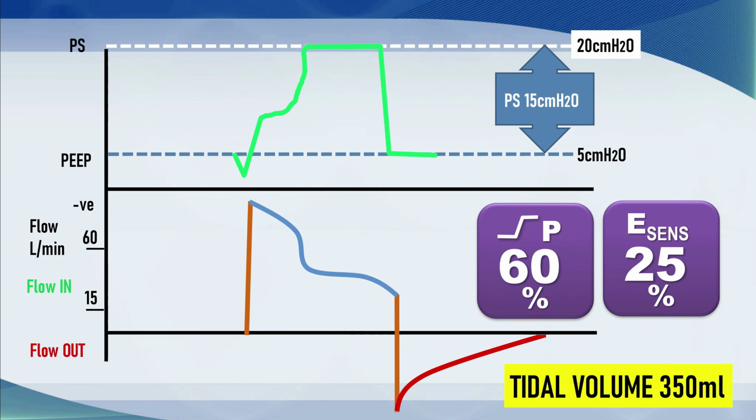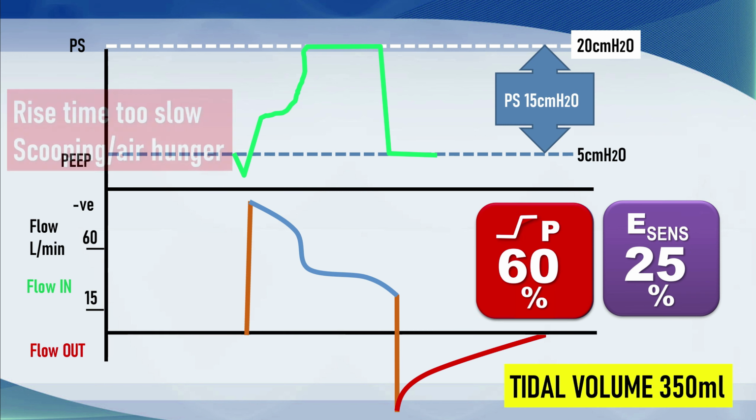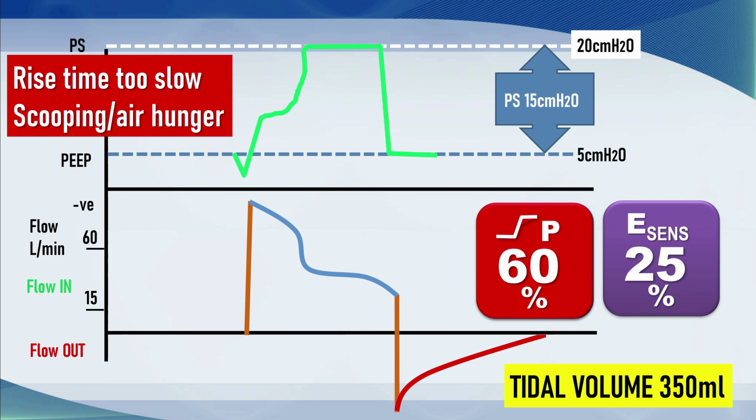Well, what do you notice here? Hopefully at this stage of the course you will be familiar with scooping of the pressure waveform, which, as we have previously discussed, is caused by inadequate flow delivery to match patient demand. As a modern ventilator can deliver up to 200 litres of flow, it is likely that the problem here in pressure support is really sabotaged by the bedside clinician. And sure enough, the rise time has been set at 60%, resulting in inadequate flow and air hunger. In both of these scenarios, changing the rise time to 70% resolves the problem.